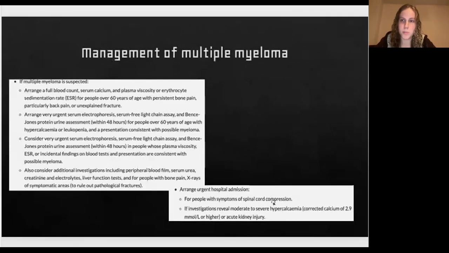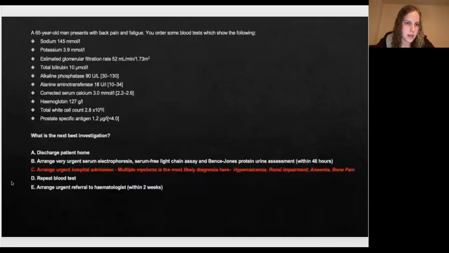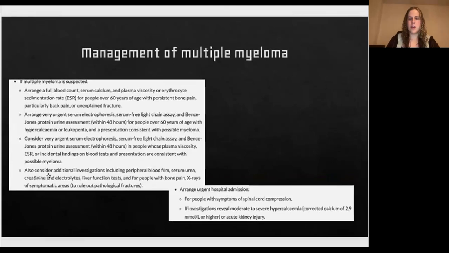So if there is multiple myeloma with hypercalcemia, so more than 2.9, or severe AKI, or symptoms of spinal cord compression, so cauda equina, as Emma went over just now, then you want to admit them to hospital urgently. Otherwise, you still do these urgent blood tests, as you can see, the serum electrophoresis, to figure out what's going on.